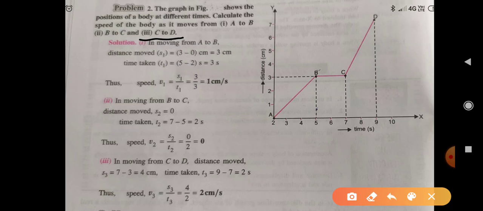So with the help of the graph we can very easily find the value of speed. We have already discussed this when I explained the graph. Just try.